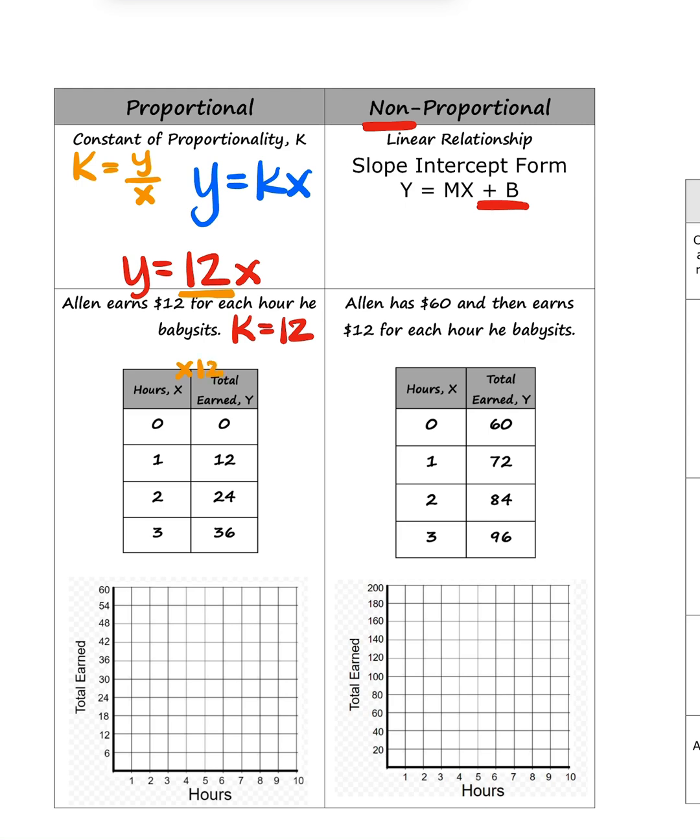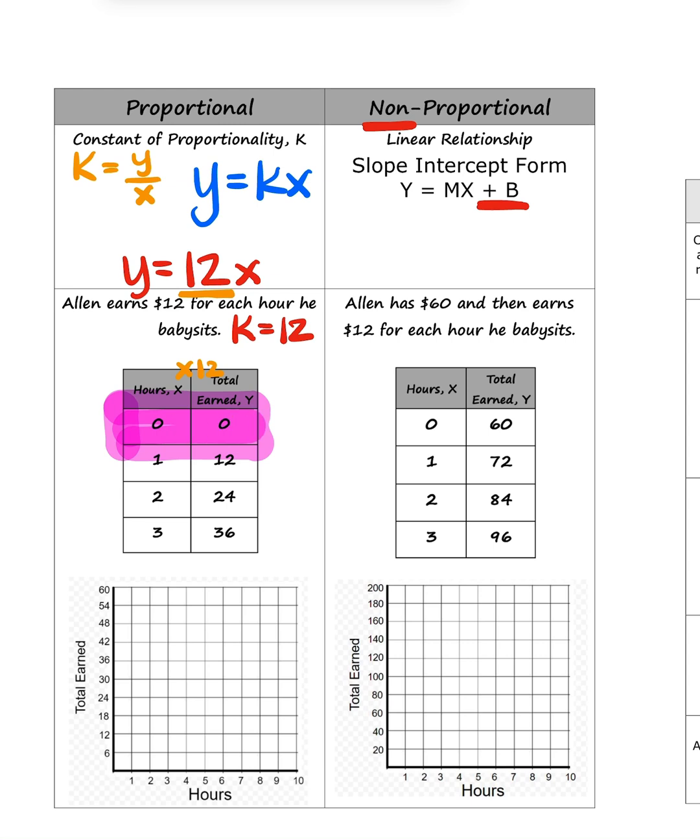So if he works 0 hours, he makes $0. If he works 1 hour, 1 times 12 is 12, so he'd make 12 bucks. If he works 2 hours, 2 times 12 is 24 bucks. If he works 3 hours, 3 times 12 is 36 bucks. So you can see this proportional relationship where it's just growing by 12 every single time. And again, all proportional relationships start at 0, 0, so we know it's proportional because it's at 0, 0.